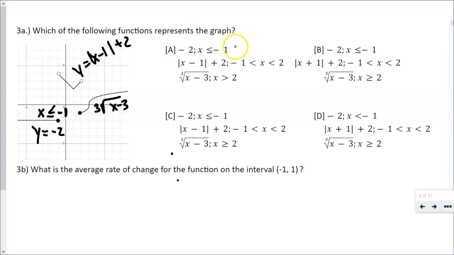So now this could be it. This could be it. Let's see what else. They all could be it. Okay, never mind. All right. So let's move on to the absolute value function.